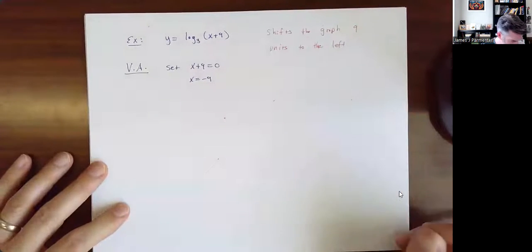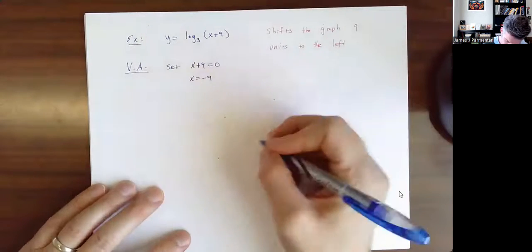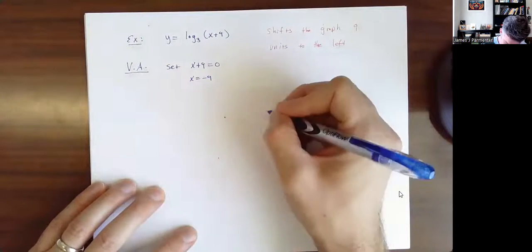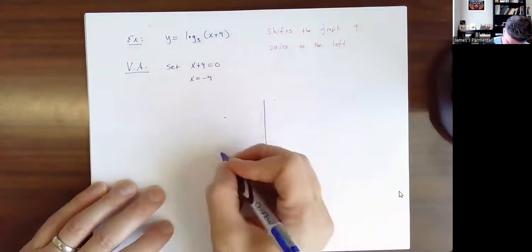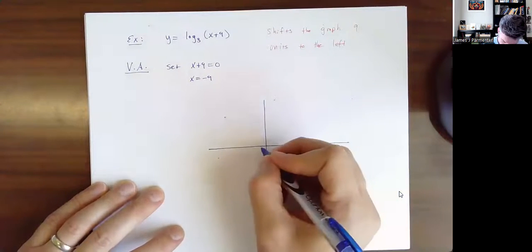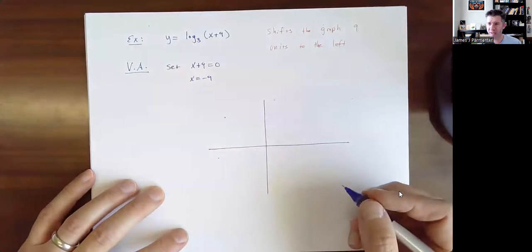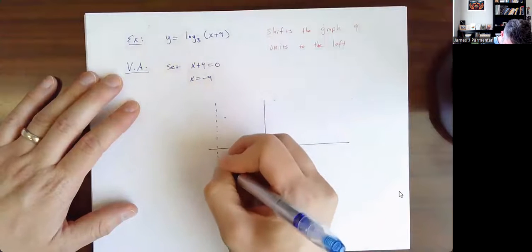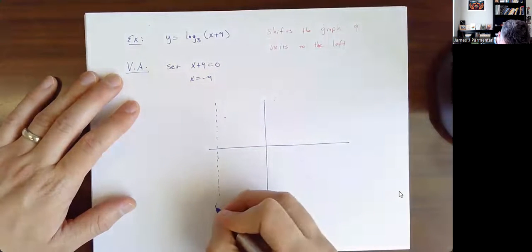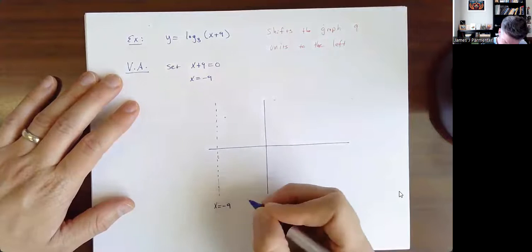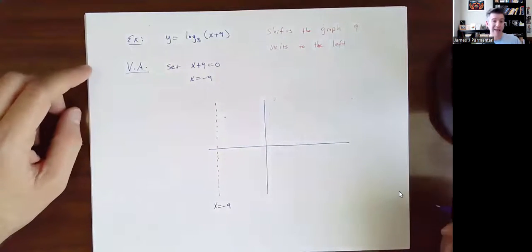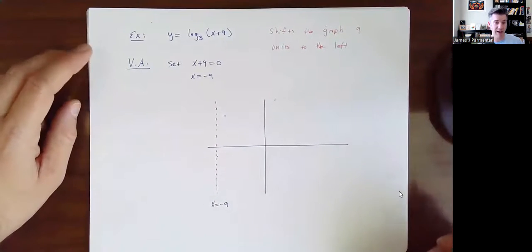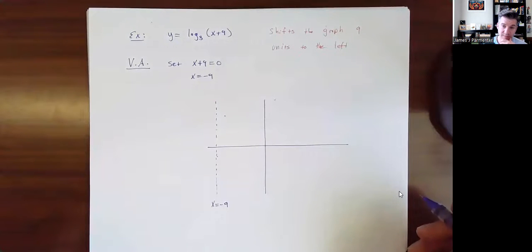So, yeah, let's graph it. Sure, let's do it over here. I don't really want to be that precise. So I'm just going to say, here's my vertical asymptote over here. Now you should ask yourself, doing the least amount of work possible, if my vertical asymptote is x equals negative 9, what should my x-intercept be? Well, take a minute, pause it, think about it.